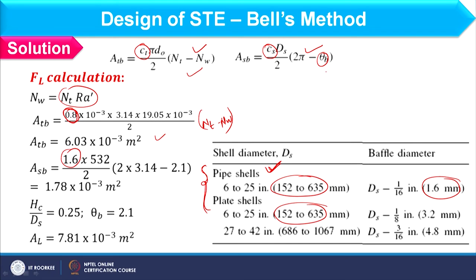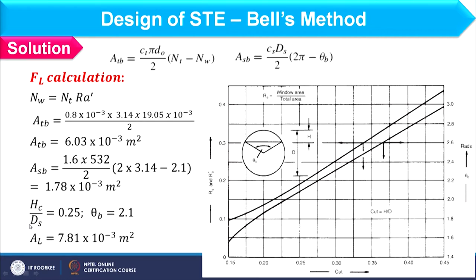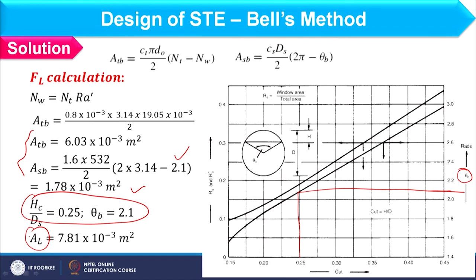And next we have to find out the theta B value, and that theta B value we can obtain from this graph, and it corresponds to the baffle cut, right. So here I am having 0.25 because a 25% baffle cut is there. So you can simply see the value of theta B, and that should come out as 2.1. Considering all these values, you can find out ASB, okay. And this is also mentioned over here that HC by DS is 0.25, that is basically the baffle cut, and theta B should be 2.1. So considering all these values, you can find out AL, okay.